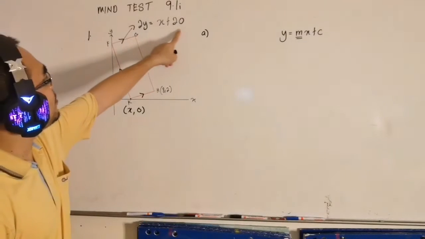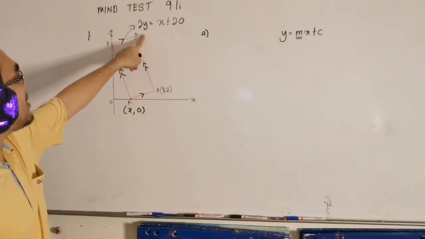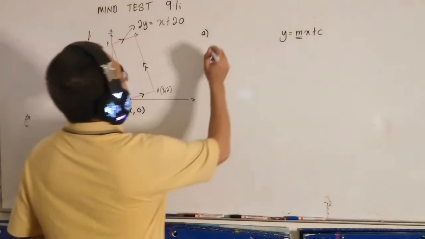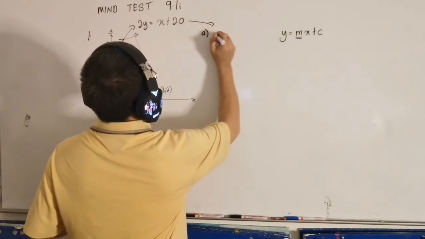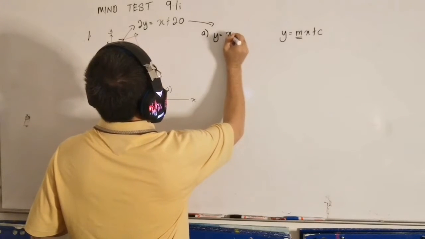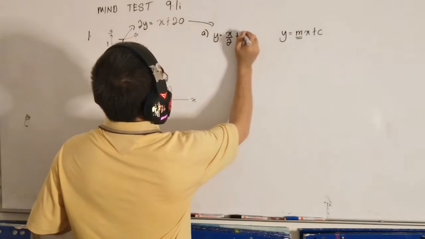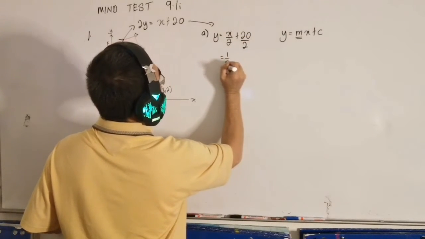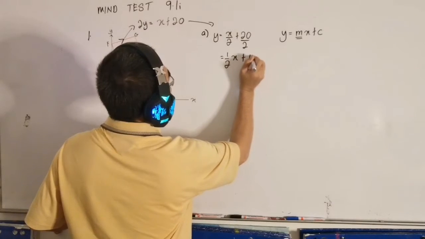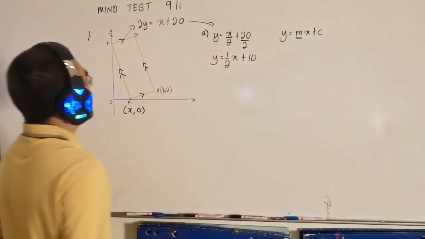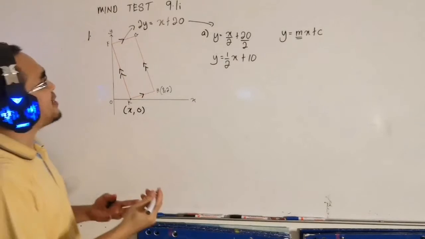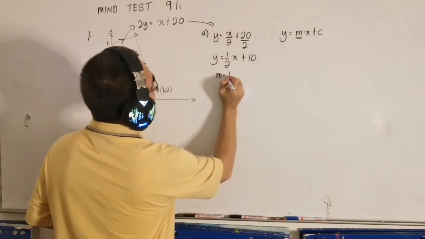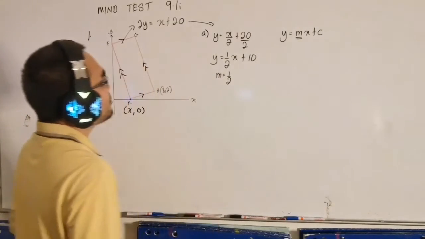So what we will do here is rearrange to make sure that only y is on the left side. So you write down y equals x over 2 plus 20 over 2, which is the same as 1 over 2 x plus 10. The symbol for gradient is m, so the gradient is 1 over 2.